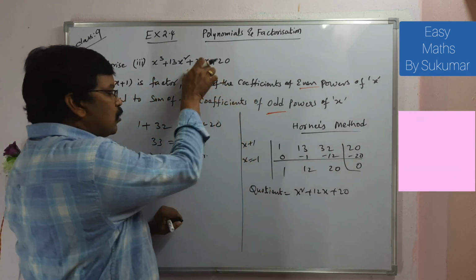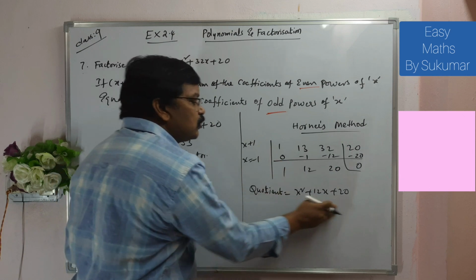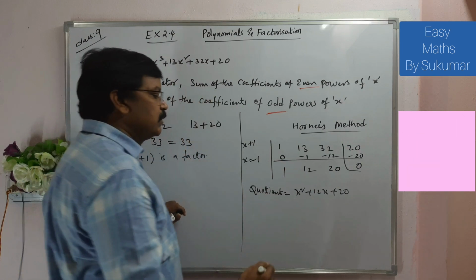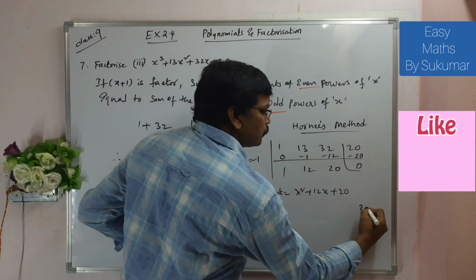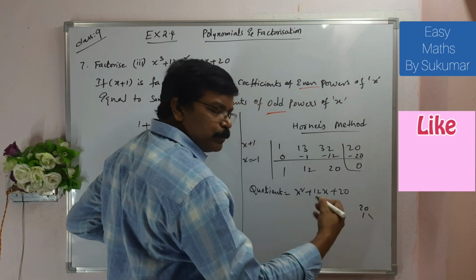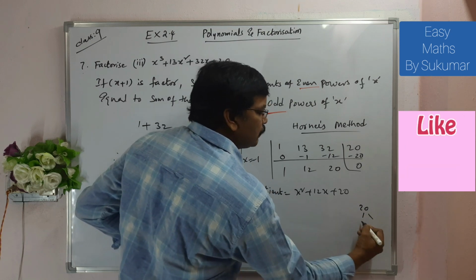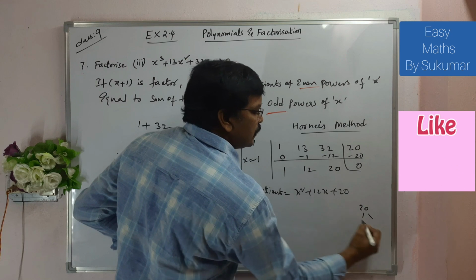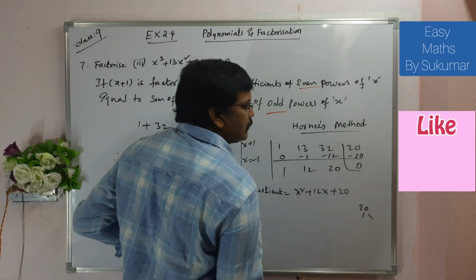Understand, my dear students? This polynomial is divided by x plus 1. We will get the quotient like this. Okay. Now, let us do the splitting here, the middle term. That means 12 is there. So, how do you write this?